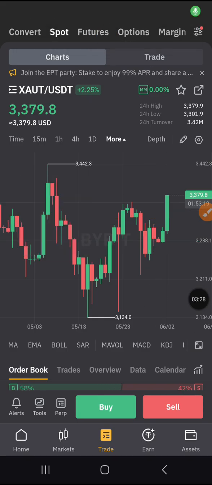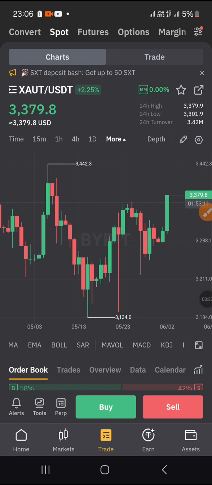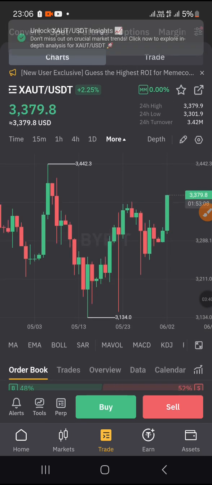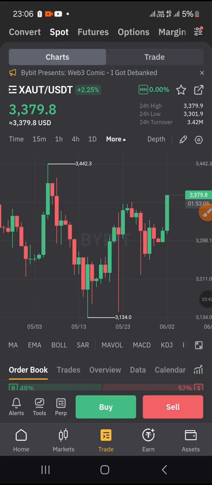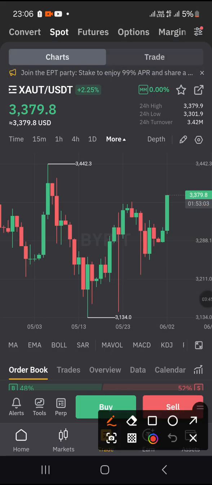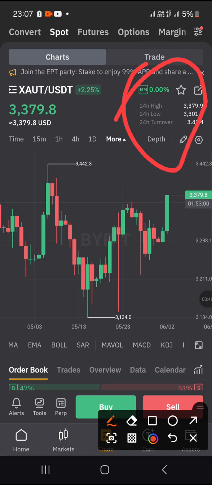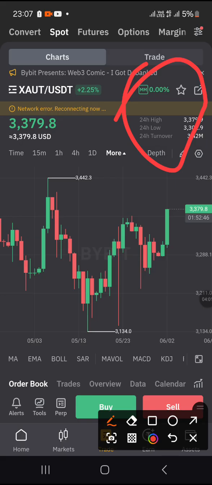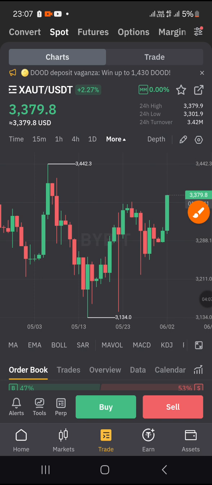So if you really want to trade this XAU, watch it carefully. Make sure you look at the 24 hours turnover, its 24 hours high, and also its 24 hours low. This is where you find the whole of this. Its 24 hours high was over 3,379. The 24 hours low was over 3,301, and the 24 hours turnover is over 3.41 million. You can see it. It's very easy and simple.